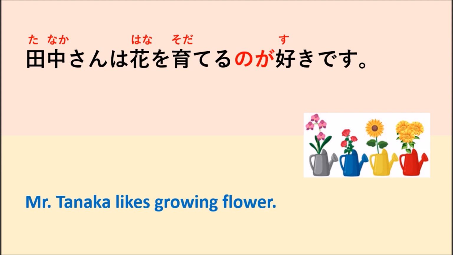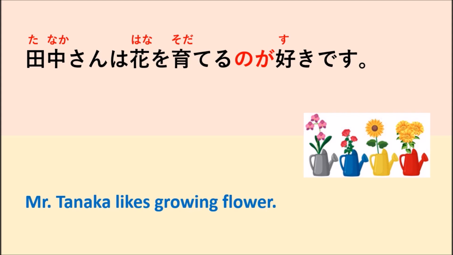And now we will learn about no ga. Here we have a sentence like this: Tanaka-san wa hana o sodateru no ga suki desu. Which means Mr. Tanaka likes growing flowers.